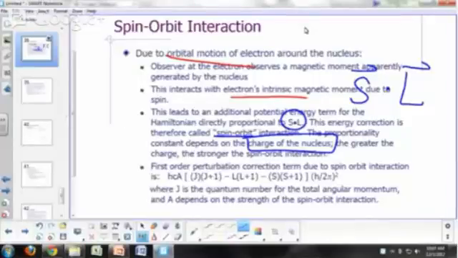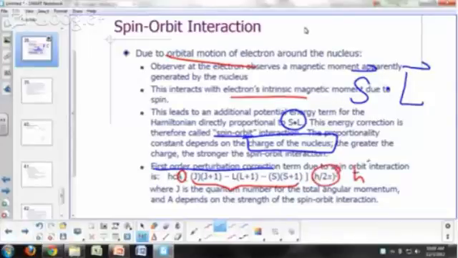Okay, so the first order perturbation correction term, if you apply perturbation theory, will be given by this expression right here. It's hc times some constant A times J times J plus 1 minus L times L plus 1 minus S times S plus 1, times, this is just h bar squared, okay, h over 2 pi squared. Now this A right here is your proportionality constant, and like I said, that depends on the charge of the nucleus. So that depends on the strength of the spin-orbit interaction.